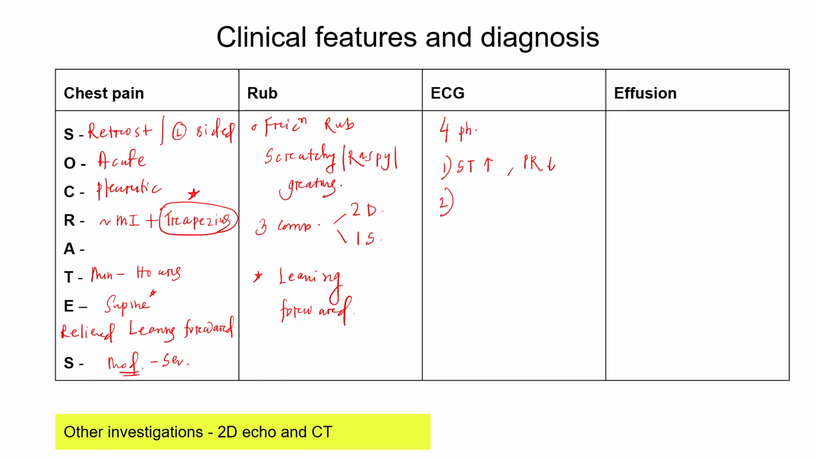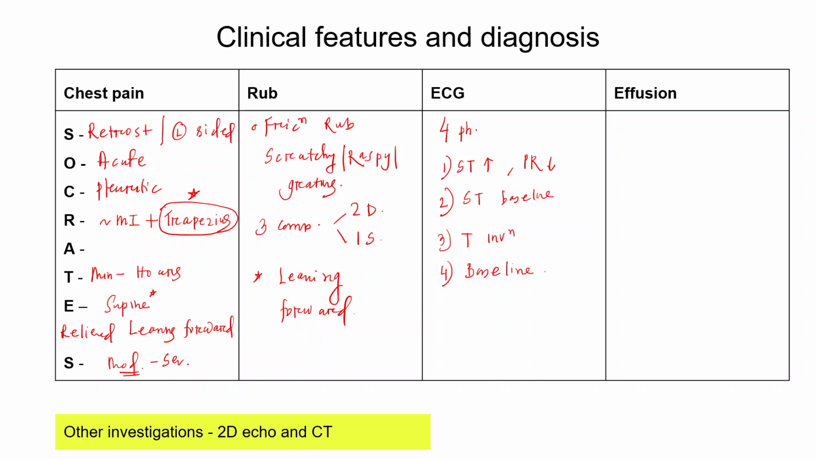Then in the second phase, ST will come to baseline. Then there will be T wave inversion, and ultimately the ECG will return to the baseline ECG. So these are the phases of acute pericarditis.